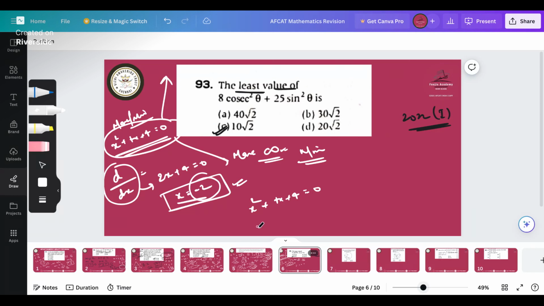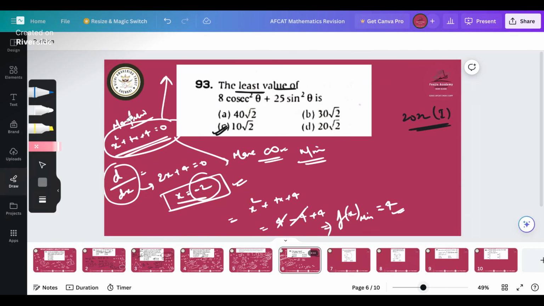Now put the value x is equal to minus 2. That means 4 minus 8 plus 4. Sorry, we don't really have to write this equal to 0 as such. Let's just write it like this. So the f of x minimum will be how much? 4 will be your answer.